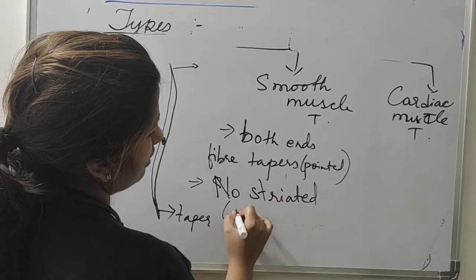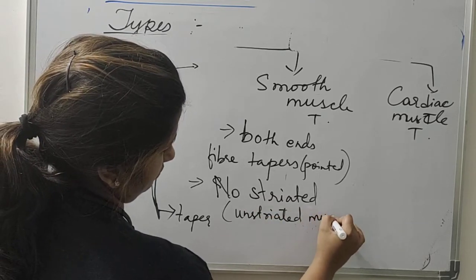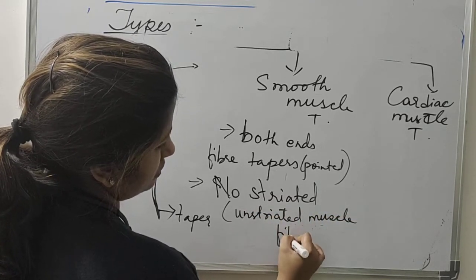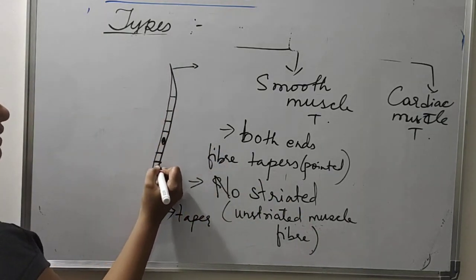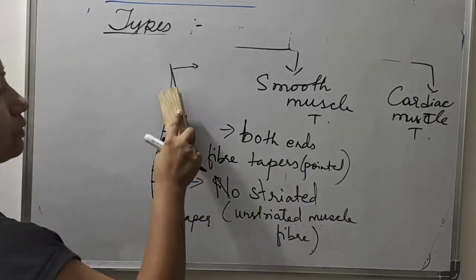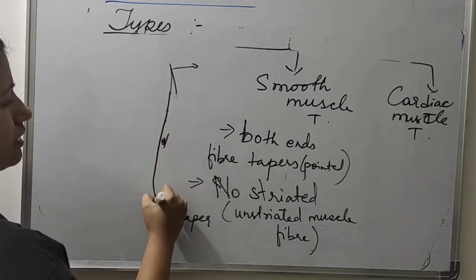That's why they are unstriated muscle fiber. They don't have stripes like the previous muscle we have seen, which had stripes, but here they don't have those stripes. So they are unstriated muscle fiber.